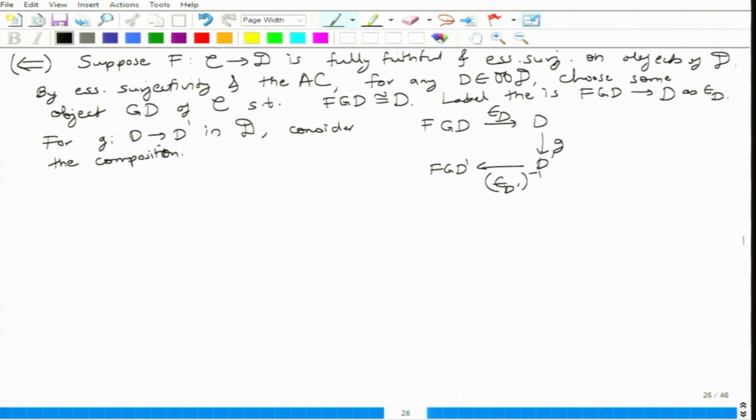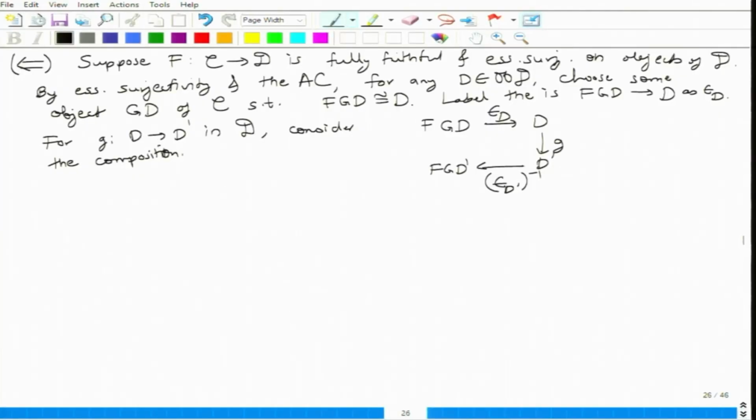What can you say about this composition? No, we first have to define something. Before attempting to prove anything, we have to first define something. So consider this composition and what will you call it? FGg? But we have to define Gg. What is Gg?